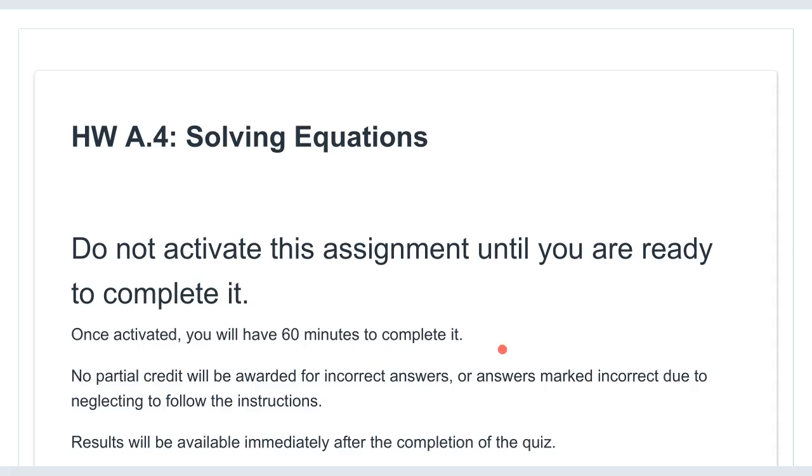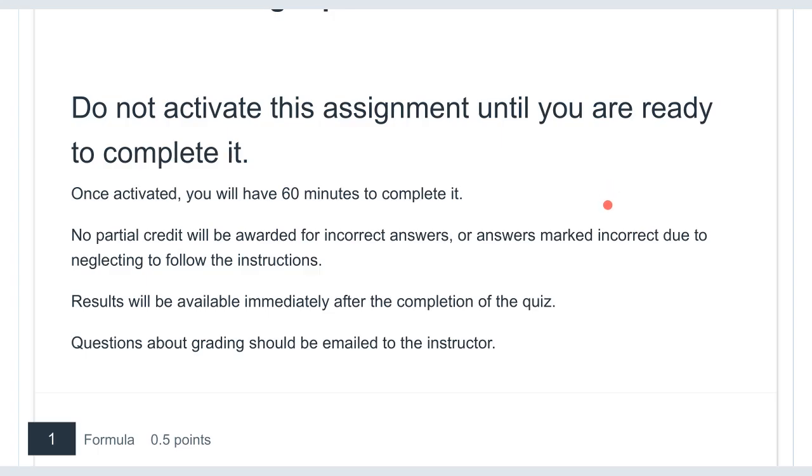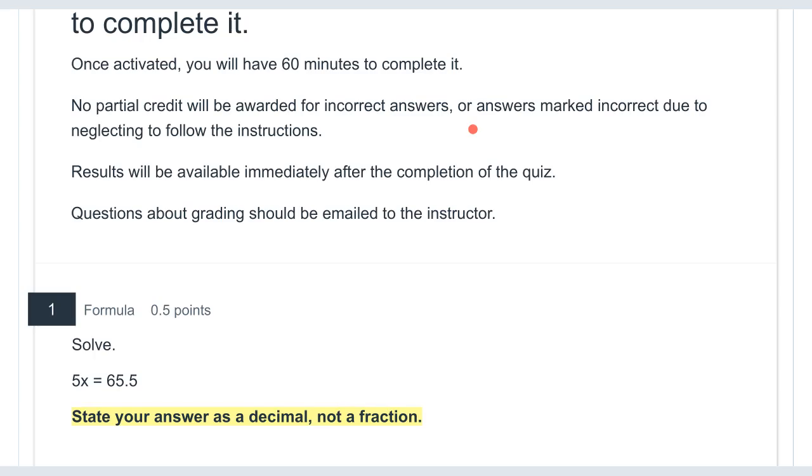Here's an example of homework A.4, solving equations. Don't start this until you're ready to start it. You've got 1 hour to get it done. Given that it's a homework, you can repeat it in case the timer runs out. No partial credit for incorrect answers. Make sure you review your results immediately after completing the homework, and questions about the grading should be emailed to me as soon as possible.